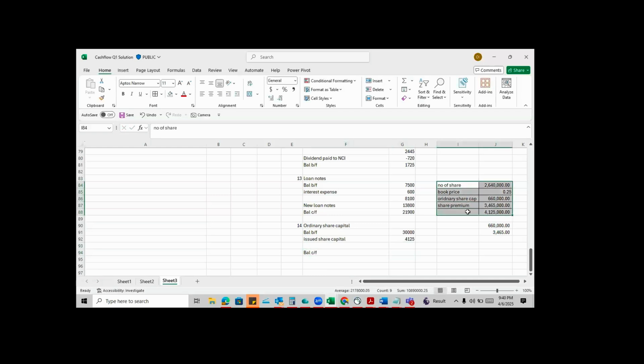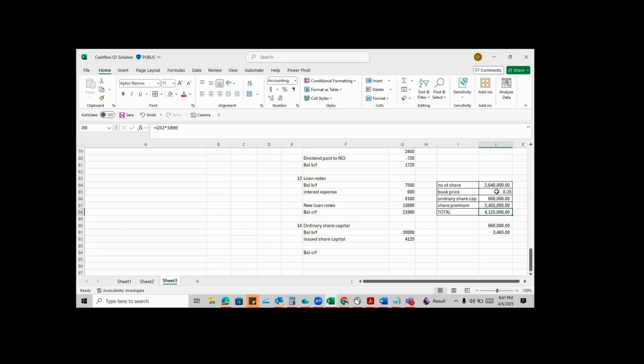Before I move on, this is the total. And this is how we will get the ordinary share capital. How many shares did we issue? Multiply by the book price. The book price usually will be stated, defined on the SOFP. Multiply the number of shares by the book price, and you have the ordinary share capital increase. That's the issued capital in terms of ordinary shares.